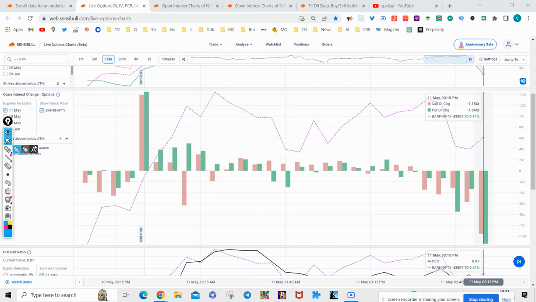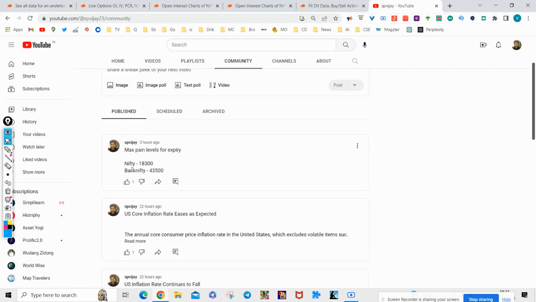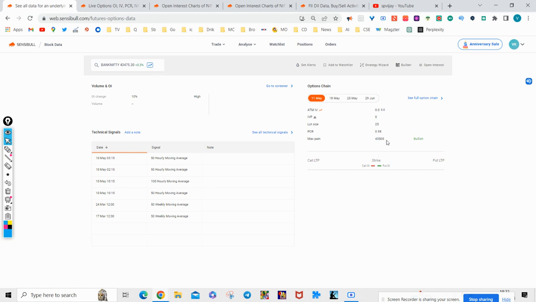And coming to another concept, max pain, we can look at the max pain for the instruments on expiry day. I had also posted it in the community section. The max pain for Bank Nifty was 43,500, and for Nifty it was 18,300. You can Google it to find out the max pain levels. It is freely available. So max pain for Bank Nifty was 43,500, right?